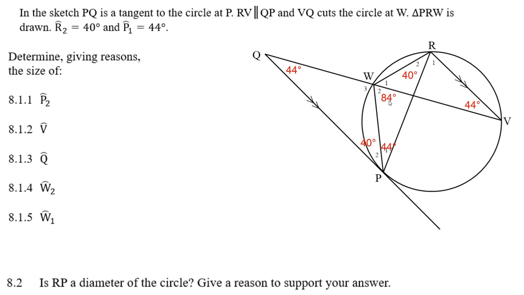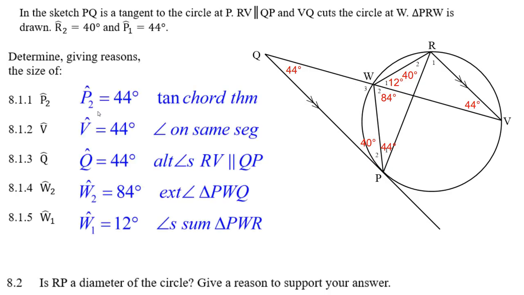And the very last one, W1, has got to be 12 degrees. Well, all these angles make up a triangle, so 180 minus all of these added up equals 12 degrees. And there are all those reasons I just said, all written out nicely. And that's a nice 10 marks.